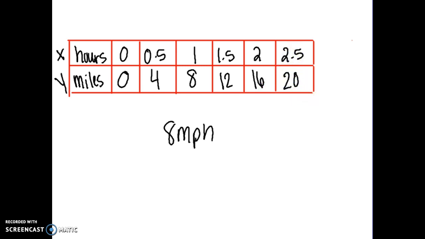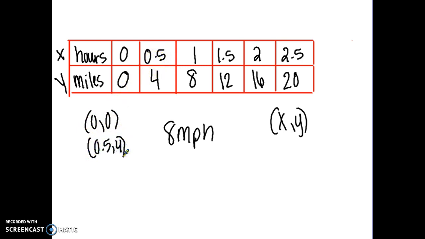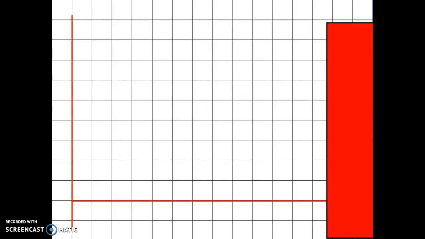Using the information from the table, we're going to create a graph. We're going to take the points from this table and put them on a graph. So for a graph, you have ordered pairs. It's X, Y. Your X comes first, then your Y. So when I have 0 for my X, then I'm going to have 0 for my Y. When I have 1/2 for my X, then I'm going to have 4 for my Y. So I'm taking this table and writing down my ordered pairs.